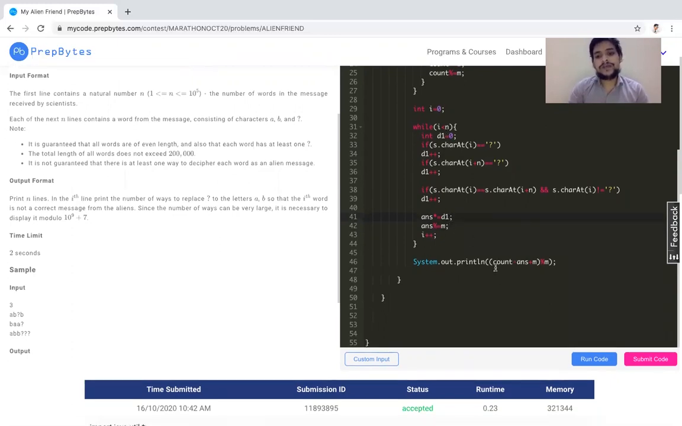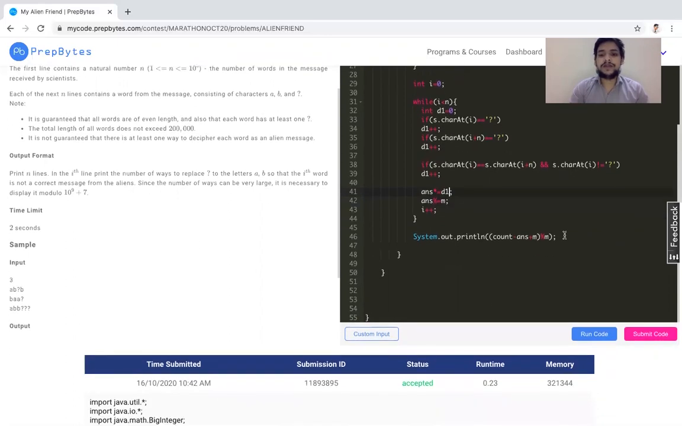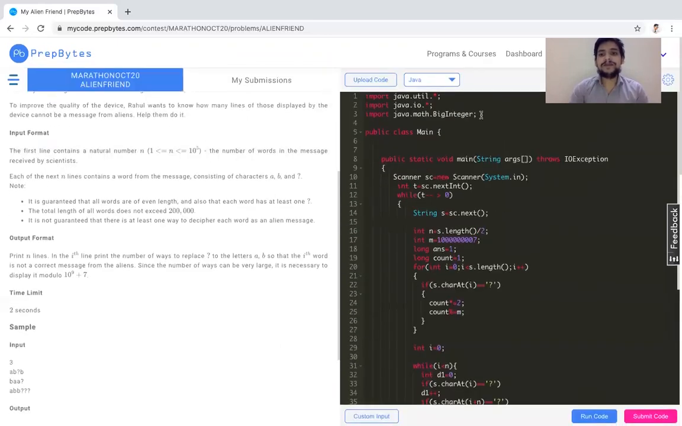At last what I am doing, I am just doing count minus answer, using the variable here, and I'm using the steps that we use while printing. Whenever the question asks that the number can be very large, print it with modulo 10^9 plus 7, then we should do this only. So this was the implementation of this question.